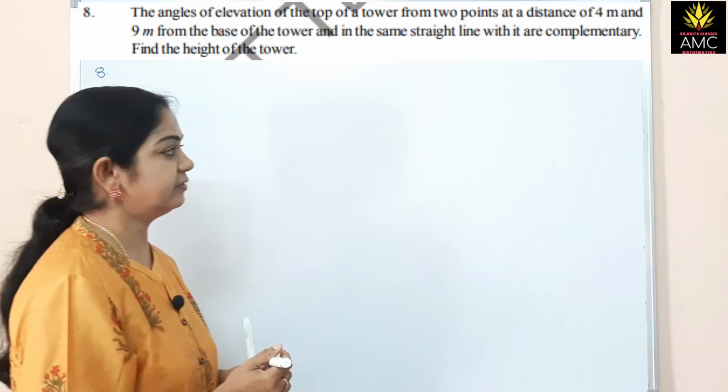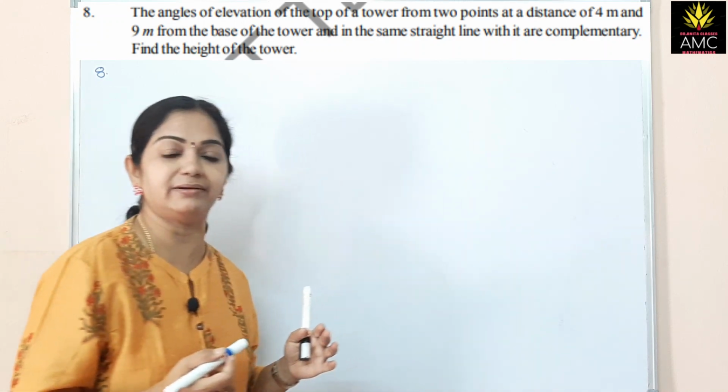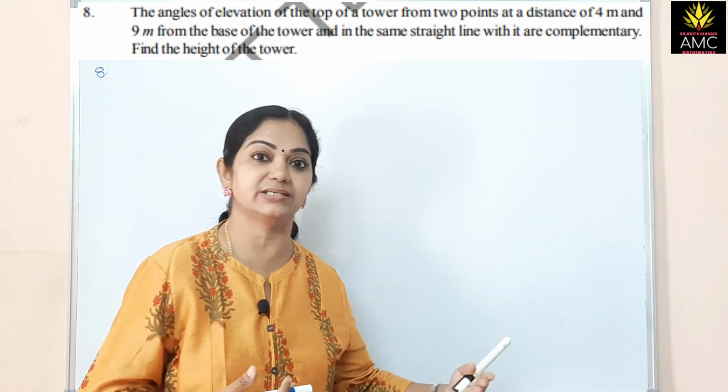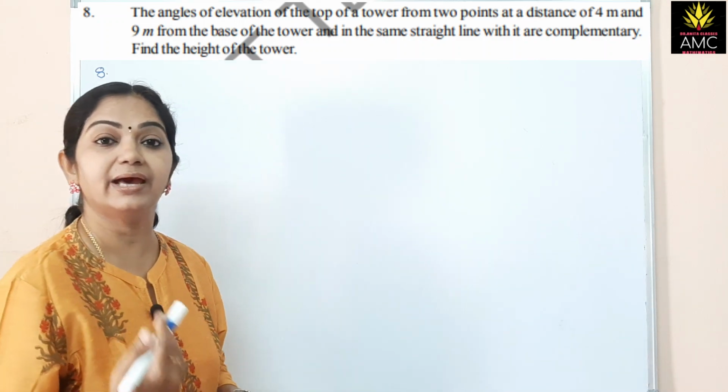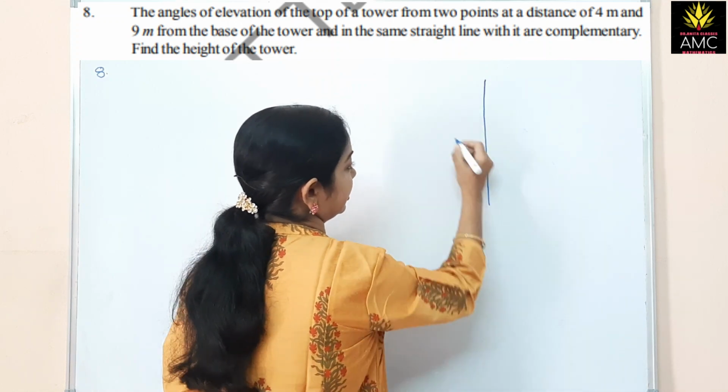Here, visualize the diagram given that they are complementary. The angles being complementary means the angles of elevation are complementary. That means if one angle is x degrees, the other angle must be equal to 90 minus x. Right. So, let me draw the tower here.